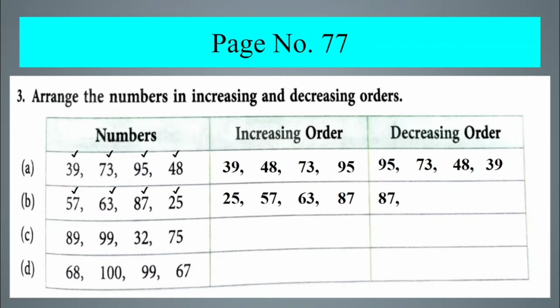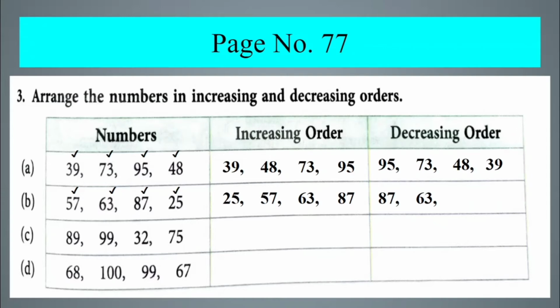Now we are left with the three numbers 25, 57 and 63. So which among the three numbers is the greatest number? Yes, 63 is the greatest number. So we will write 63 after 87. Now we are left with two numbers, that is 25 and 57. So which among the two is the greatest number?